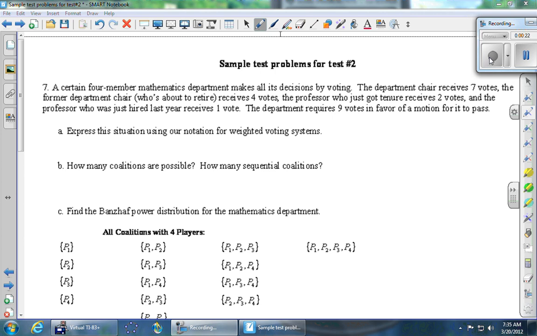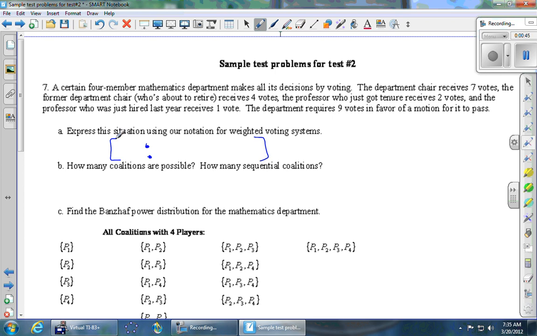The department requires 9 votes in favor of a motion for it to pass. A. Express this situation using our notation for weighted voting systems. So what we need to do is start with a square bracket. Remember, there's some number, and then there's a colon, and then there's a bunch of other numbers separated by commas with a square bracket. So we just need to put these numbers in.